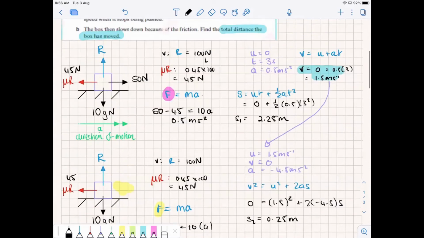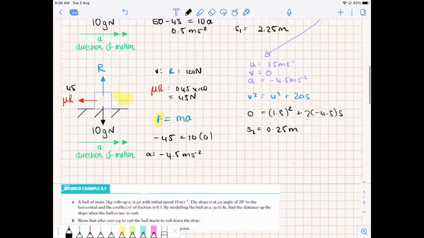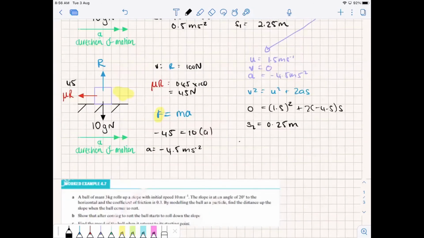So I want to find the total distance the box has moved. I can say that the total distance is equal to the displacement after stage 1 plus the displacement after stage 2, which is equal to 2.25 plus 0.25, and that's going to give me 2.5 meters. Everybody happy with that? You see how we can do things in stages. Especially with friction, because remember, friction always acts against the direction of motion, which is going to become very evident in the next problem.